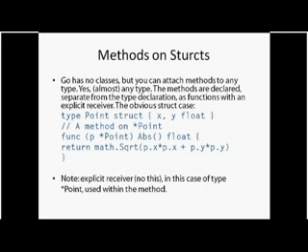Methods on structs. Go has no classes, but you can attach methods to any type. Yes, almost any type. The methods are declared separate from the type declaration, as functions with an explicit receiver. The obvious case is structs, as mentioned below. Notice the explicit receiver, in this case of type Point, used within the method.